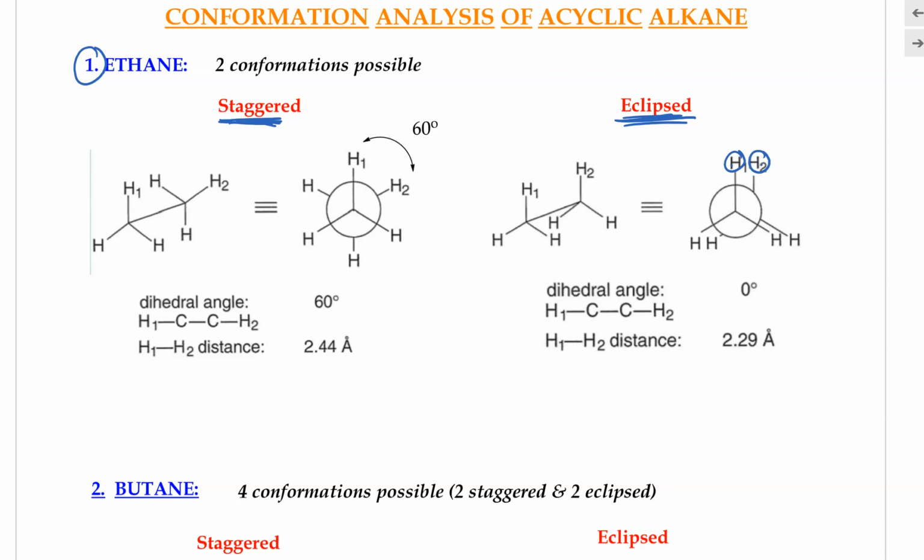Let's now calculate their energy, and let's look at some of the statistics about them. So first one, the dihedral angle. The dihedral angle refers to the bond angle between these two groups right here in the staggered conformation. And in this case, this will be 60 degrees. And for the distance between these two hydrogens right here, it has been found to be 2.44 angstrom.